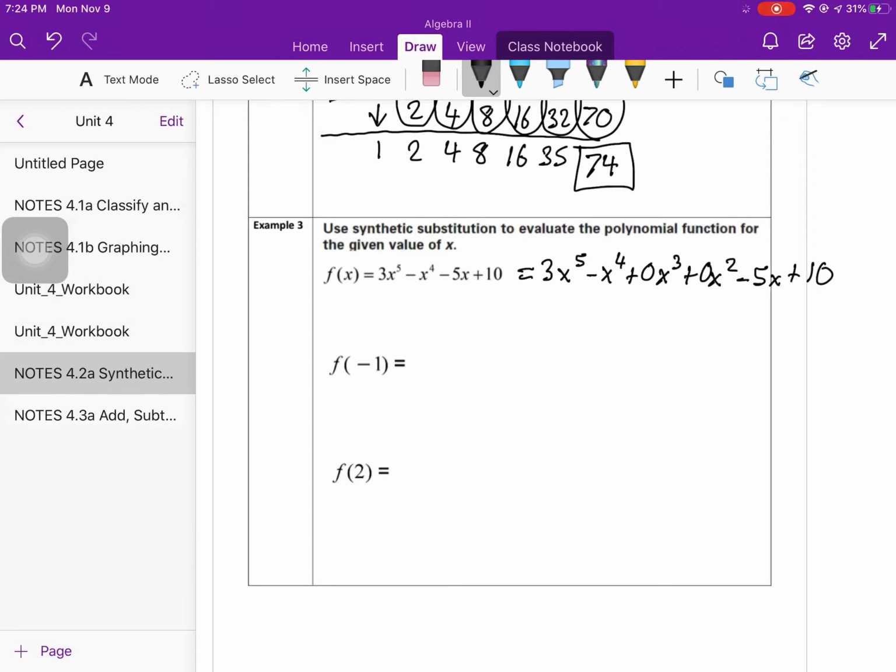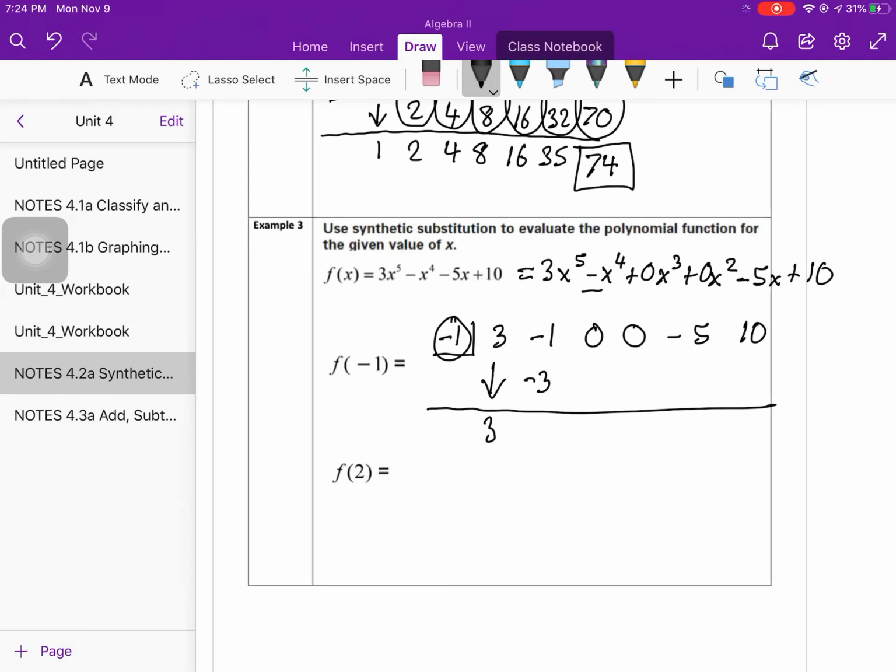So now for f of -1, that's where we're just plugging in -1. So line these up: 3, -1, 0, 0, -5, and 10 is the last one. Okay, so we bring down our first number, we get 3, and we multiply everything below the line with our number outside. So -1 times 3 is -3. -1 and -3, be careful here, those add to make -4. The other tricky part about a negative is, remember, when you multiply two negatives, we actually get a positive. So -1 times -4 is +4. 0 plus 4 is 4.